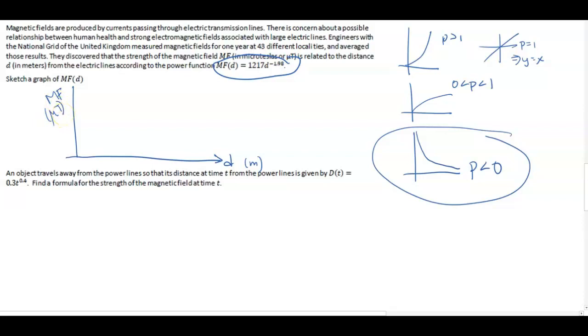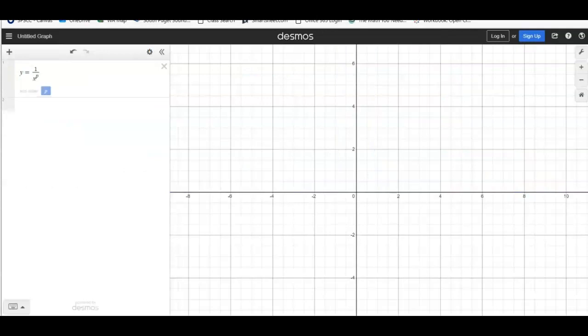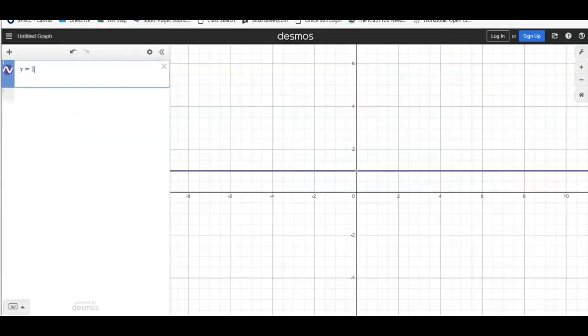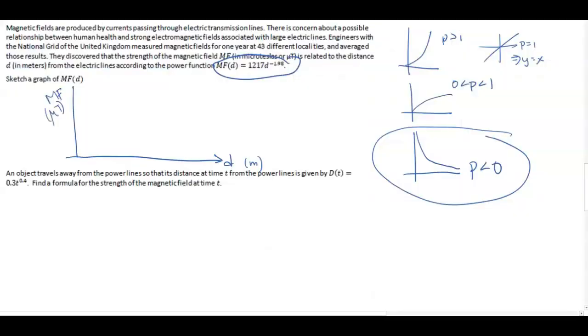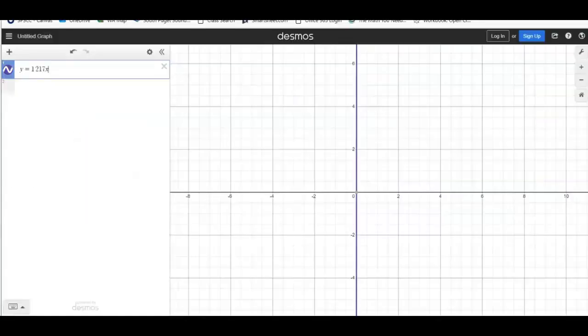Okay, so let's go ahead and play around in Desmos and see if we can get this. There's some skill involved in that too. That's not just a freebie. You've got to be able to set windows and stuff. So let's get rid of the last stuff. 1217. You can use function notation in Desmos, but at least last time I checked, they're always updating, you do still need to use x as your independent variable, your horizontal axis variable. To the negative 1.98.